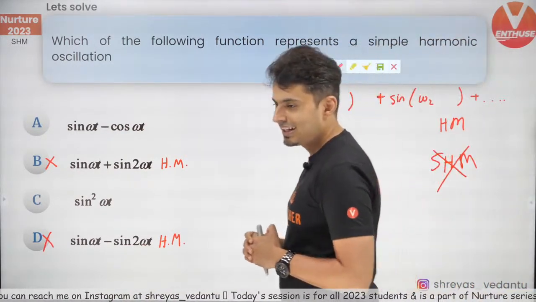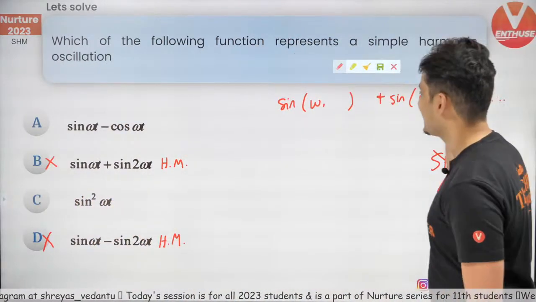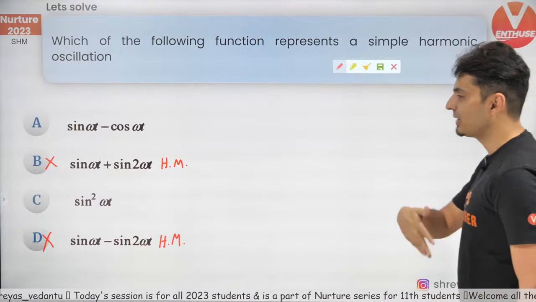Oh, 2 pi root k by m. That's a common mistake. Be careful. A lot of students do that. Okay. Don't worry, you'll get it with practice.